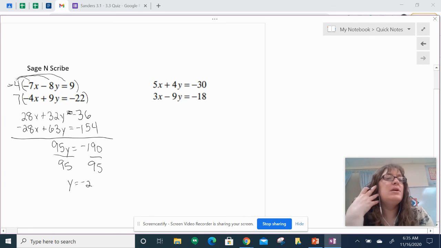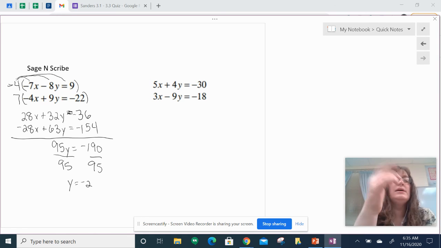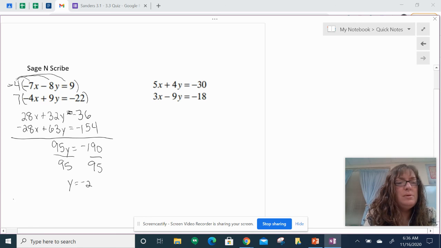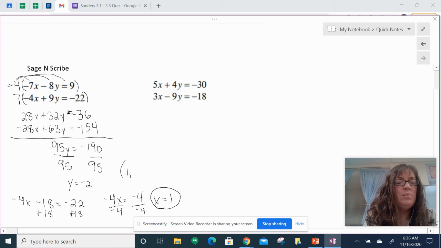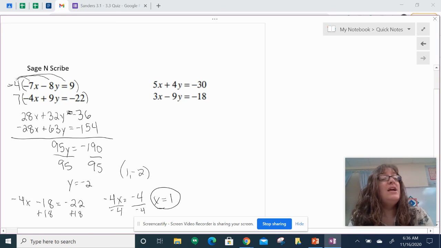And then just like before, we would plug that value in to either equation, whichever you think looks easiest. So I'm going to try the bottom equation this time. So I'm going to get negative 4x, and then 9 times negative 2 would be negative 18 is equal to negative 22. I'm going to add the 18 over to the other side, and I end up with negative 4x is equal to negative 4. Dividing by negative 4, I end up with x is equal to 1. So my solution would be 1 comma negative 2. And you can always check that to be sure that you're correct.